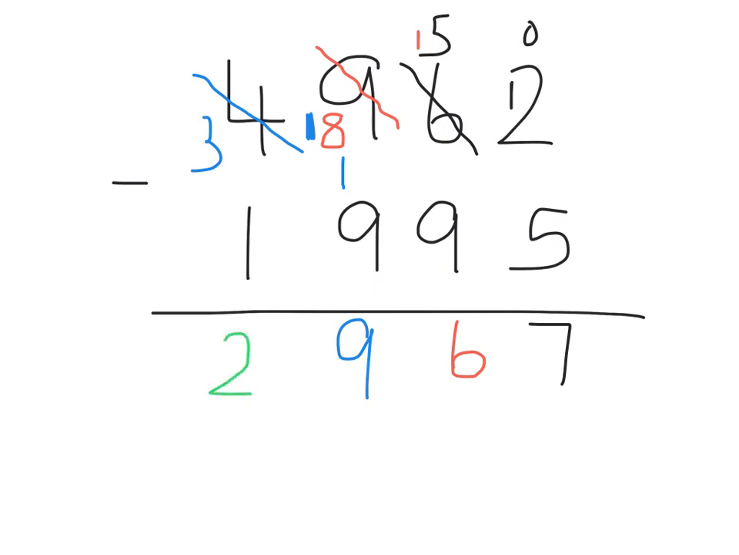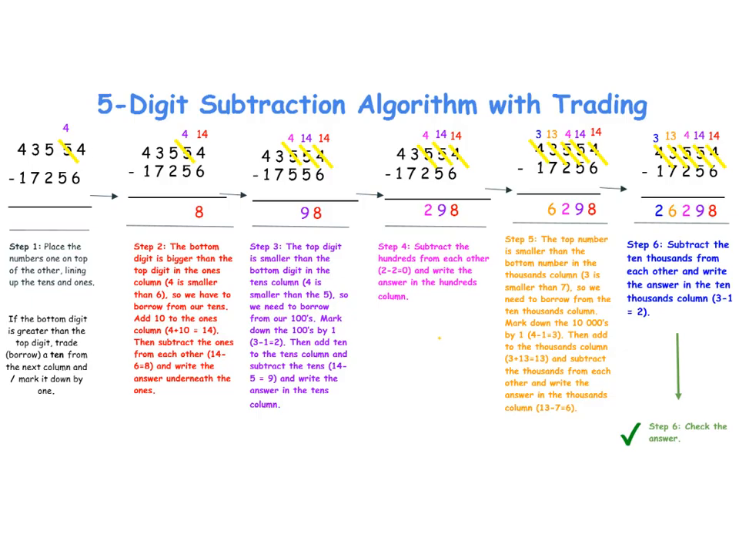Then I'm going to check my answer. So I'm going to have 2,967. Now I'm going to show you a 5-digit number.